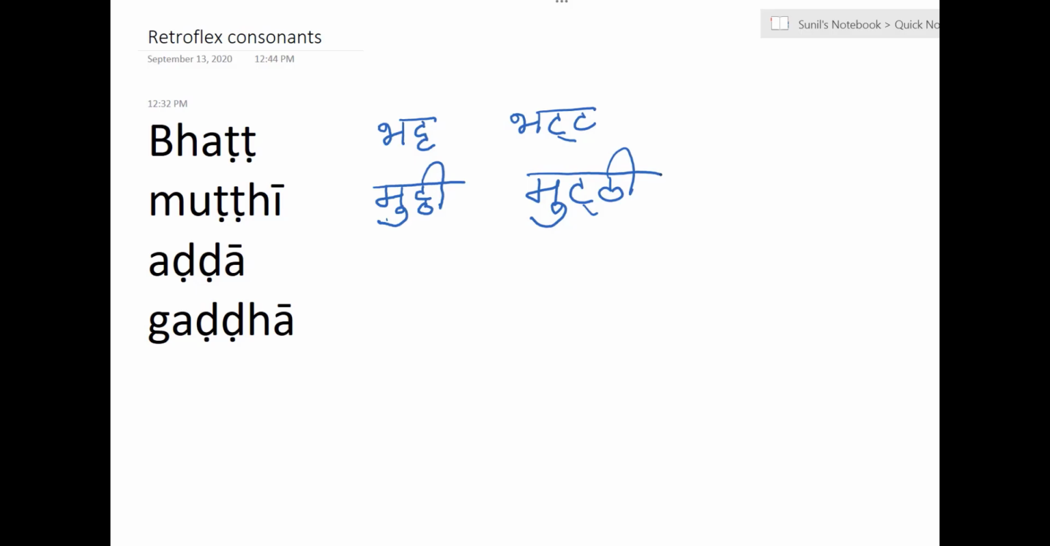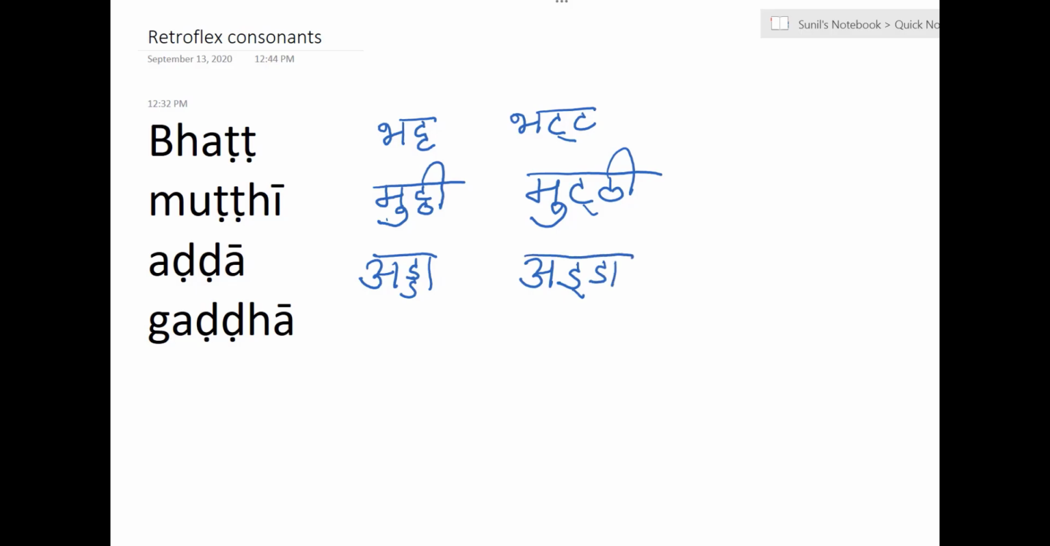And then the next word is adda. That means a place of gathering. The word starts with a vowel, so you write full vowel a, and then you have da, and then da, ad, and then long a, adda. This is one way of writing it, and then the other way is you use halant, adda.